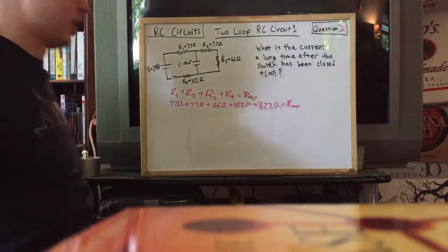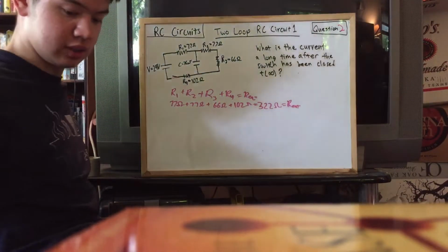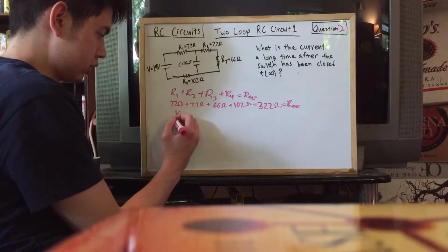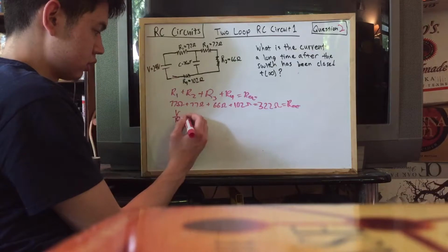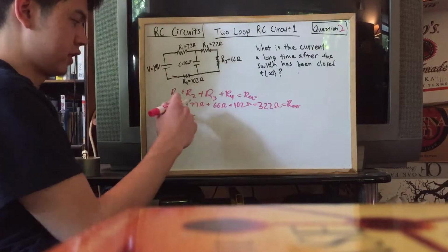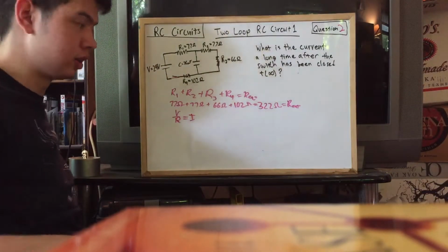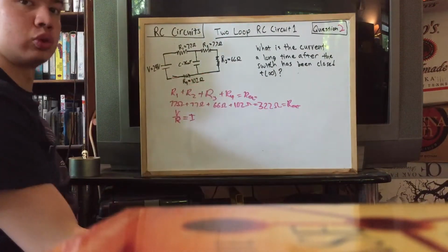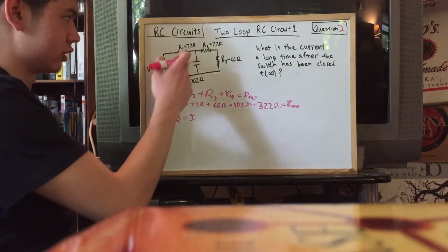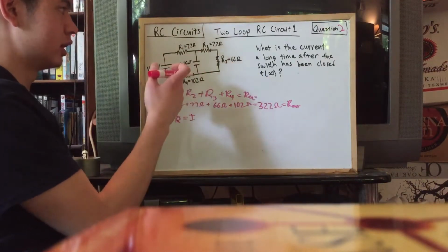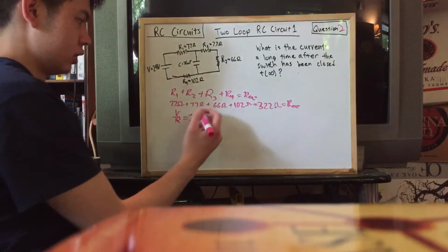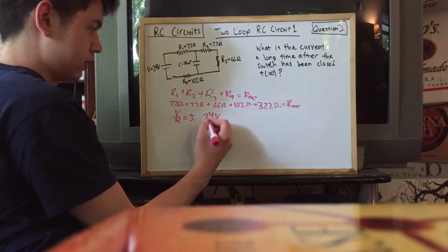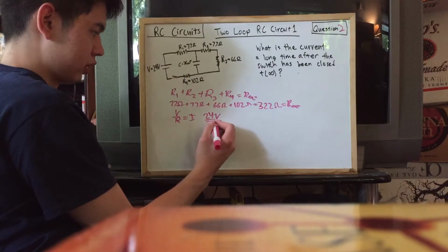So now that you know that, all you have to do is use Ohm's law: V over R equals I, which is the current. Because all of these are in series, the current is equal at each point. So whatever the current is at R4 or R3, it's going to be equal to the current at R1. So we have 24 volts divided by 322 ohms.